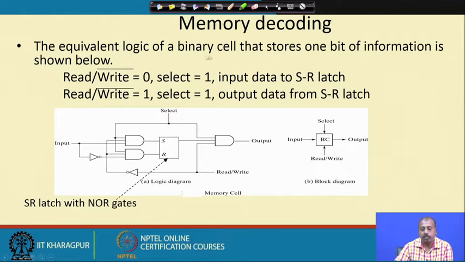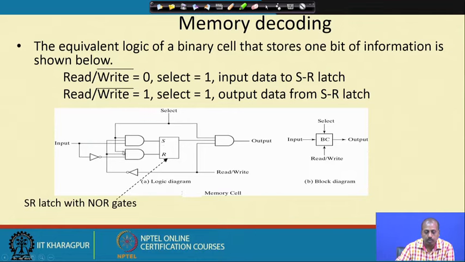The equivalent logic of a binary cell that stores 1 bit of information is like this: if read write bar is equal to 0, then it will select, and select equal to 1, then the input data is put into the SR latch. If read write bar is 0, that means we are trying to do a write operation. The select line is actually the enable line of the memory chip. At this location I am trying to write the value, so whatever is coming at the input should be stored here.